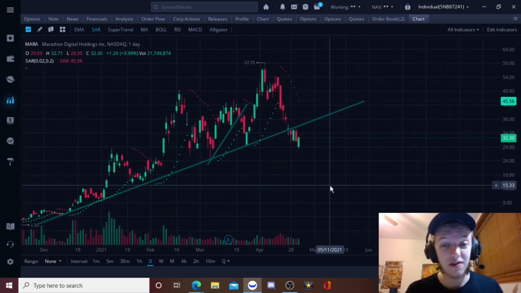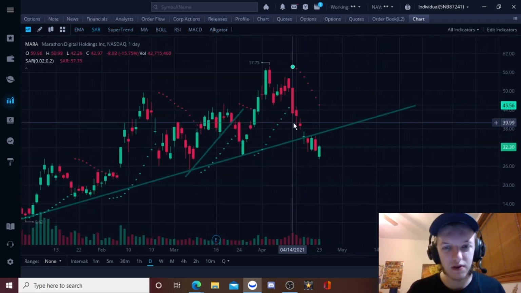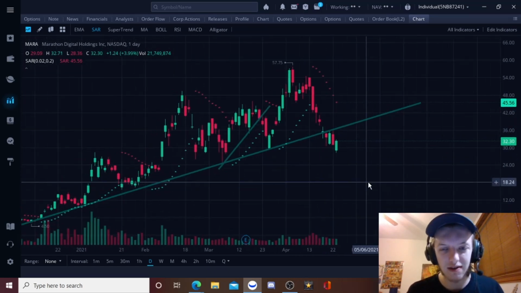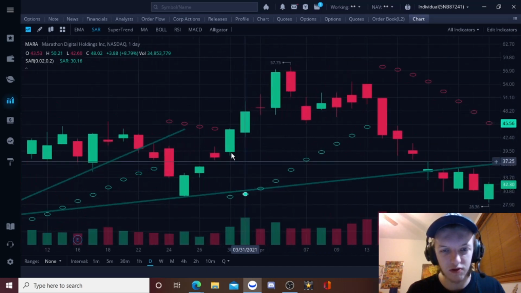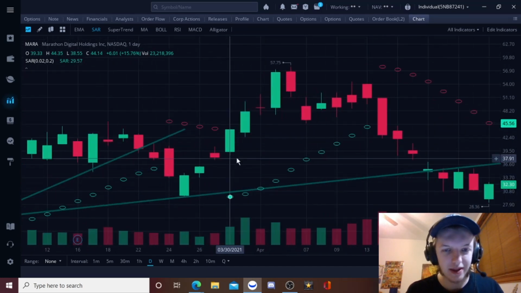So what is this indicator? What does it mean? How do you use it, right? So basically, it's just a buy signal and a sell signal. Once it flips red or flips green, right, in this case, let's take this for an example. Let's zoom in here. Once this flips green, that's your buy signal, okay?